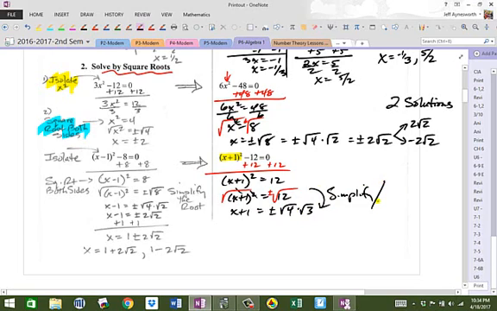Okay, split the root is what I say in my class. Split the root. That means simplify it. 4 times 3 is 12, right? So root 4 times root 3 is root 12. And so you get x plus 1 equals plus or minus 2 rad 3. And the only thing you have to do is subtract 1. And you get x is equal to negative 1 plus or minus 2 rad 3.